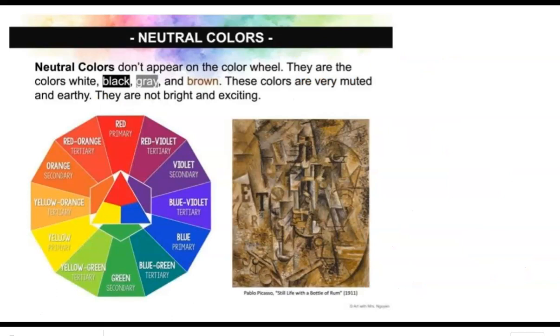We also have neutral colors. These will not be seen on the color wheel, but they are definitely used a lot in design, especially in interior design, to help balance out a room. They are considered white, black, gray, and brown. They're very muted tones. They're not bright and exciting. They have an earthy feel to it, like the ground, stone, wood, dirt. And you can see these all mixed together in a Picasso painting that uses every one of those neutral colors.